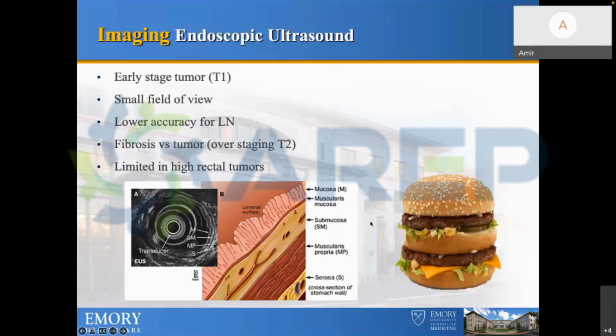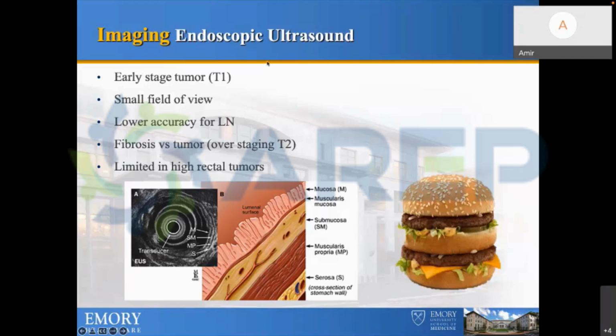So just keep in mind these 5 layers that are common everywhere in the GI tract, but pay extra attention to the muscularis propria layer, and remember that I'm going to show you this on MR and how it looks. When do we do endoscopic ultrasound?